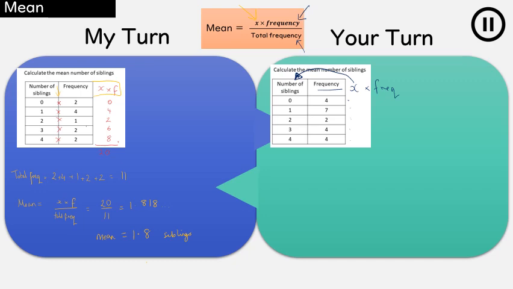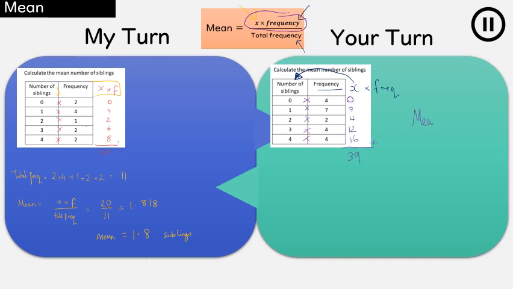So let's go through the answer together. So remember the top part of the fraction I'm going to do in this purple pen. X times the frequency. Well, X in our case is the number of siblings. So we can just put a times sign in between each of those and do those multiplications. 0 times 4, 7 times 1, 2 times 2, 4 times 3, and 4 times 4. And I've got to add all of those up because that's the same as adding up all the numbers. It's just a little bit quicker. So adding all these up gives me a total of 39.